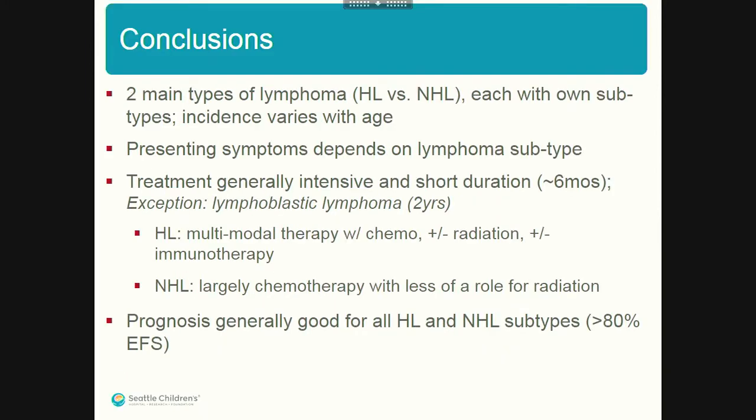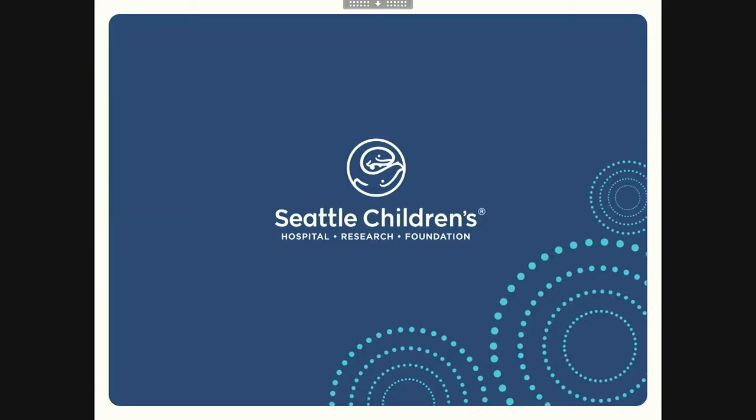Okay, so I think that I got through everything. We talked about the two main types and each of the subtypes within that and how those vary with age. We talked about some of the presenting symptoms, the general approach to therapy, and then the generally good prognosis for all of those. And I think that's all I have. Maybe I have questions about any of this stuff at all?